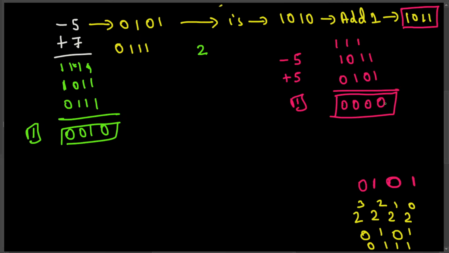Now let's look at another example. Let's say we have positive numbers like +5 and +4.